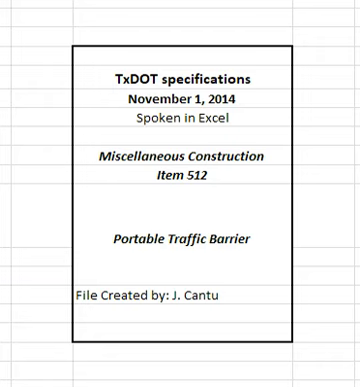Item 512. Portable traffic barrier. 1. Description. Furnish, install, move, and remove portable traffic barrier. 2. Materials. 2.1 Furnished by the contractor.